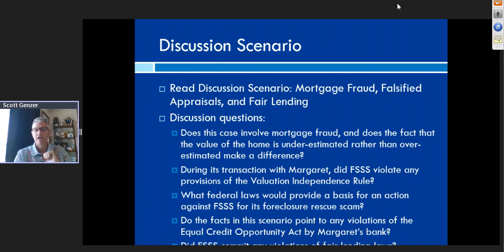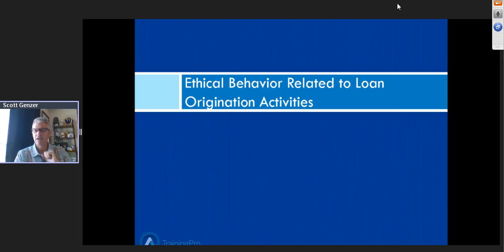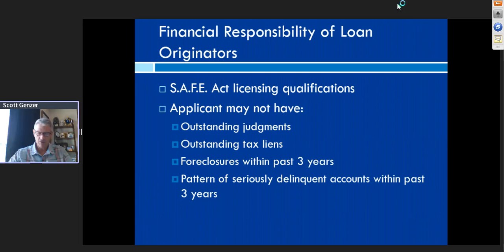All right, ethics. Let's talk about ethics related to loan origination activities. There have been many changes in the market since 2008. There's a reevaluation of ethical principles in the statutory and regulatory requirements. Today's originators operate in a new market that also has a regulatory focus on consumer protection.